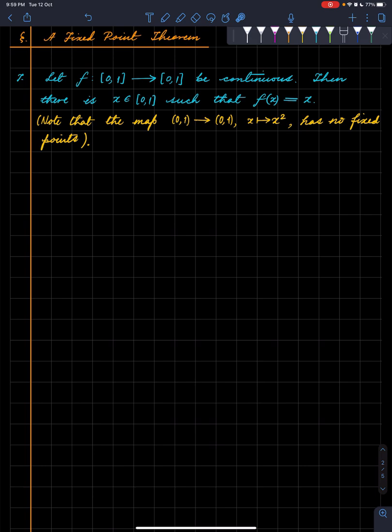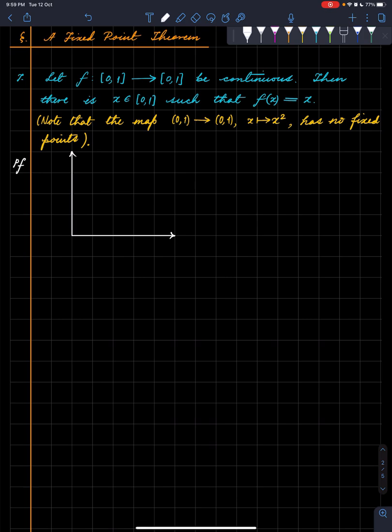Also, one can easily show that continuity is an important hypothesis. If you simply drop this hypothesis, then you can easily find counterexamples, so I won't be doing that. Anyway, let's look at a proof of it. And before we even look at a proof, let us just look at the picture as to what the idea is.